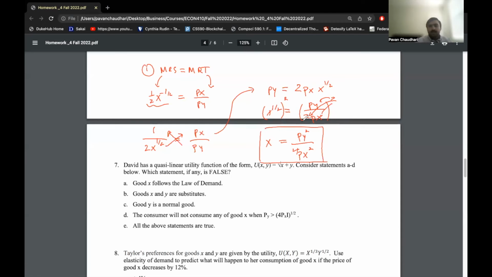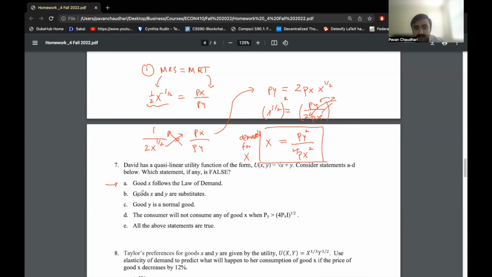Okay. And like with quasi-linear, normally this is going to be the demand for one of the goods right away. So this is going to be the demand for x. You could take this and plug it into the budget line, and that would get you the demand for y. But let's start looking at some of these properties, and we can see if we can choose an answer right away.